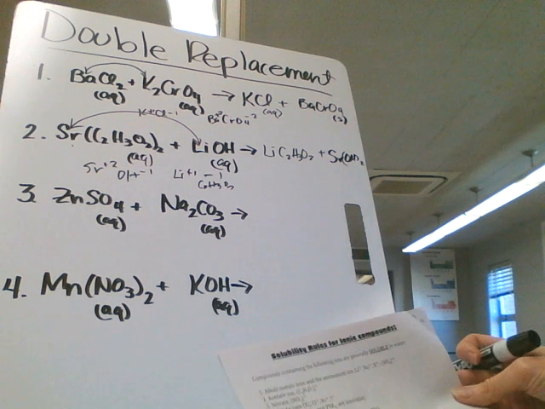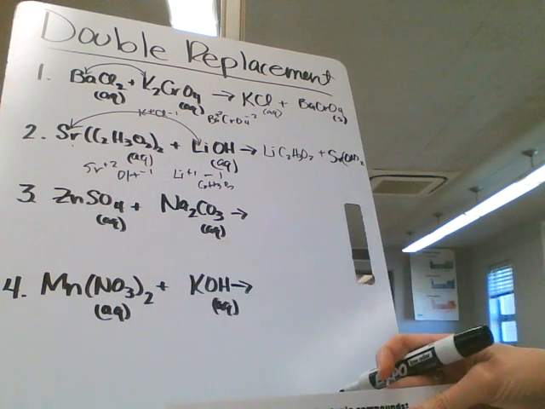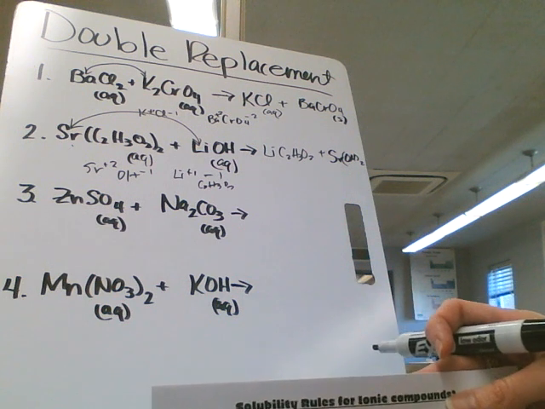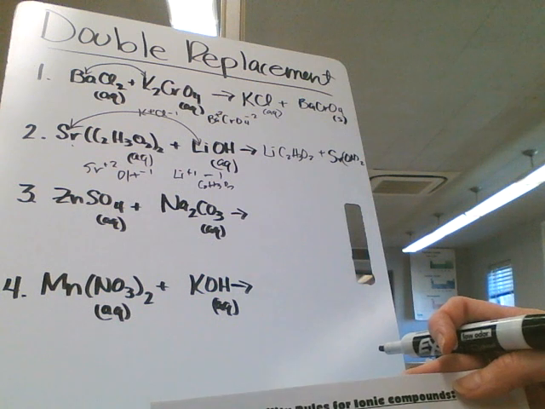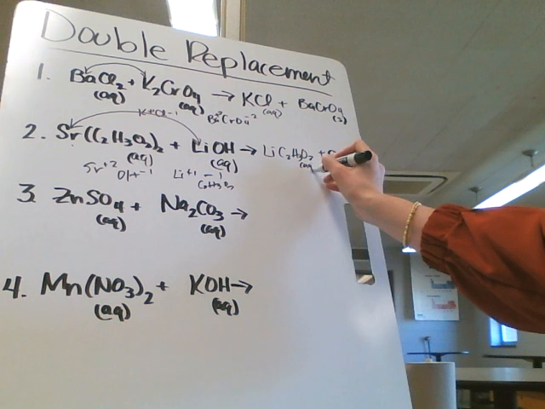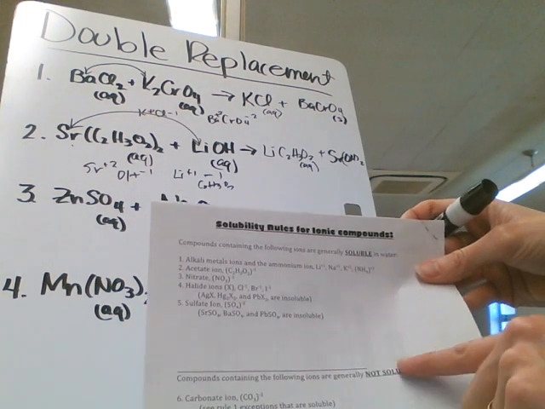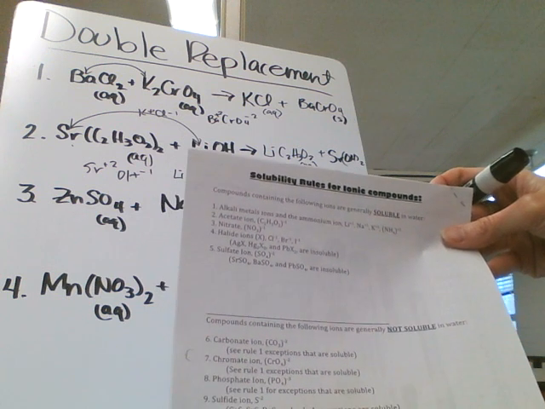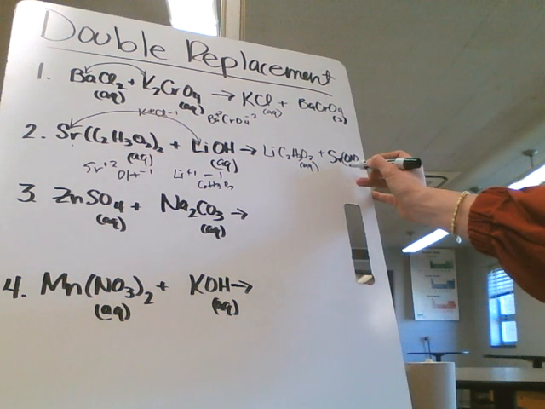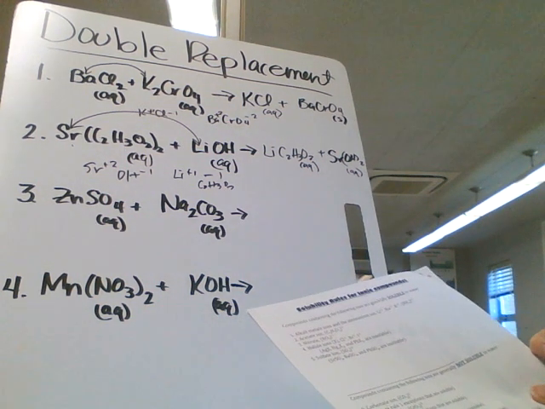Now we have to look at our rules. We've got lithium and acetate. So acetate is rule number 2 here. Anything with acetate is going to be soluble. So that's going to be an aqueous. And then our hydroxide rule is down here at the bottom. Hydroxide is not soluble except for if it's with calcium, strontium, and barium. In this case it's with strontium, so this one is also soluble. So this would be an example where you would not get a precipitate.